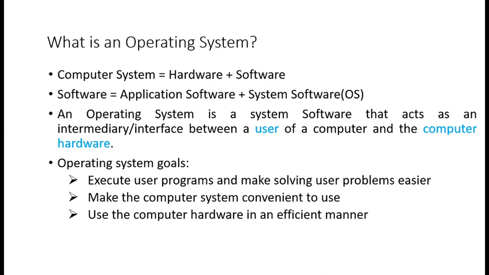What is the meaning of that? I told you that there are different computer hardware like IO devices. Think about the mouse, keyboard, and the printer. These computer hardware devices will be used in an efficient manner with the help of the operating system. Okay, next.